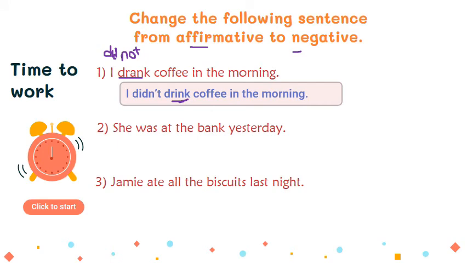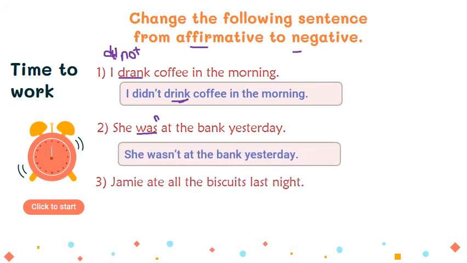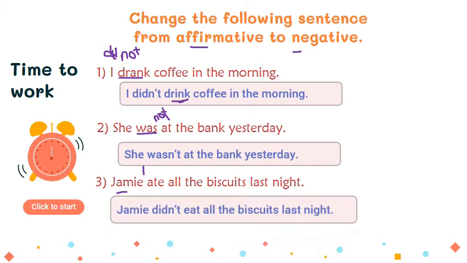Coffee in the morning. She was at the bank yesterday. Here I have verb to be, so I only add not. Okay? It becomes she wasn't or she was not at the bank yesterday. Jamie ate all the biscuits last night. I do not have verb to be, so I should add did not or didn't. So Jamie didn't eat all the biscuits last night. I cannot say Jamie didn't ate. No. The verb in the past should be returned to its base form, eat.